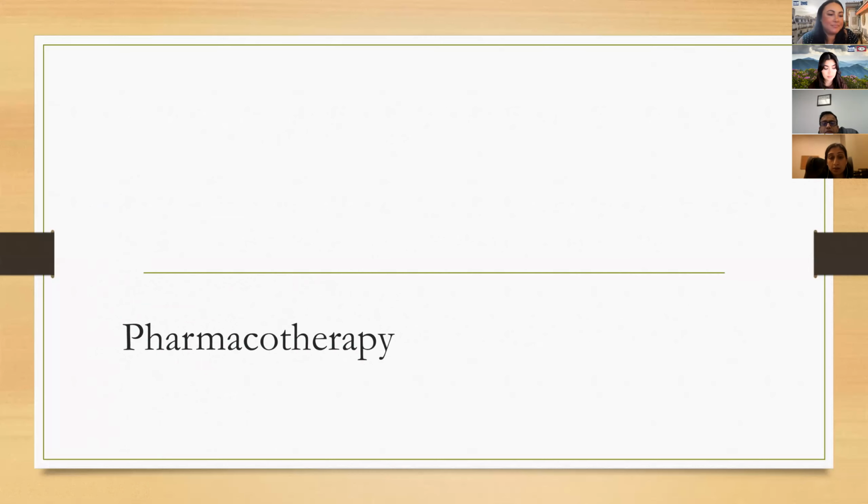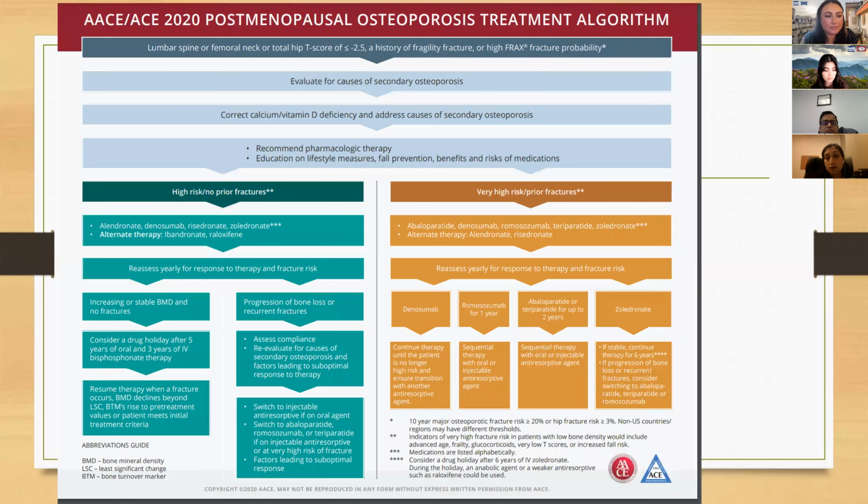Okay, so now we're going to talk about some of the medications that you can use. I'm going to focus on the ones that are typically used in the primary care setting, and then some of the other agents that we use is a good referral point for endocrine. And so I'll just mention those as well.